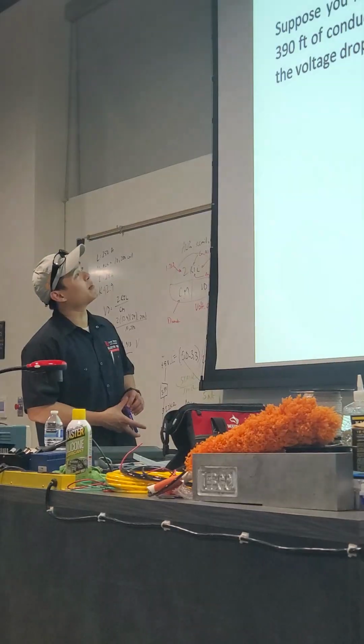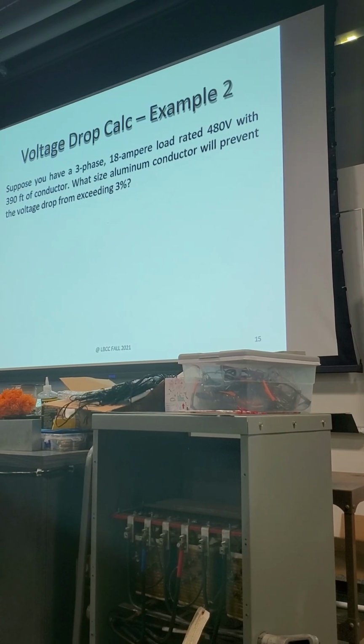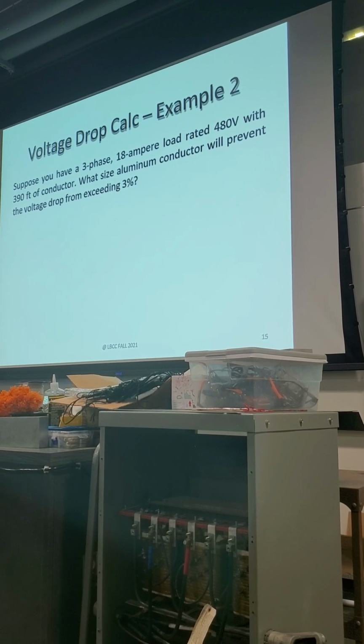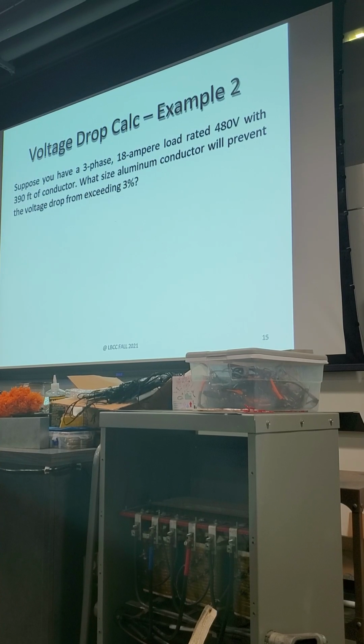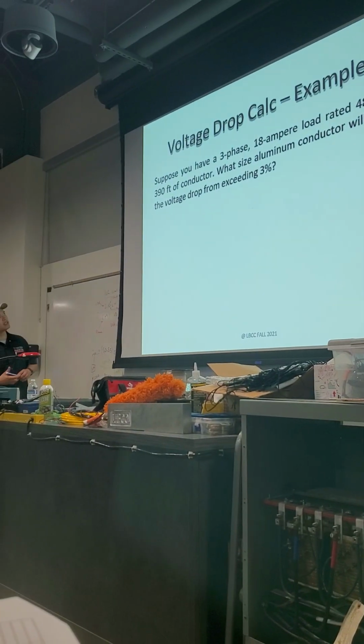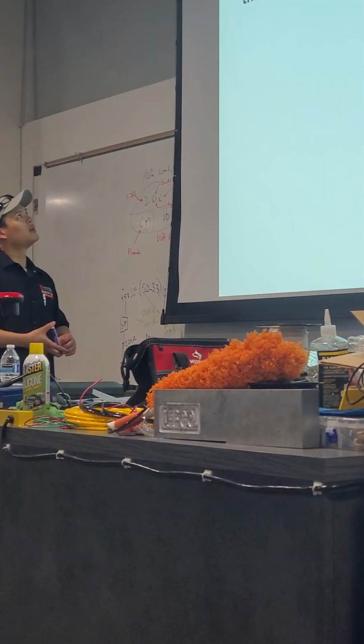So let's go to voltage drop example 2. Suppose you have a 3-phase. Okay, so let's redo this here. Now we have a 3-phase. Ooh, complicated. It's going to be 3 times as difficult, right? Suppose you have a 3-phase. What does that tell us right off the bat? 1.732. Excellent. Yep. 18 ampere load rated 480 volts with 390 feet of conductor.